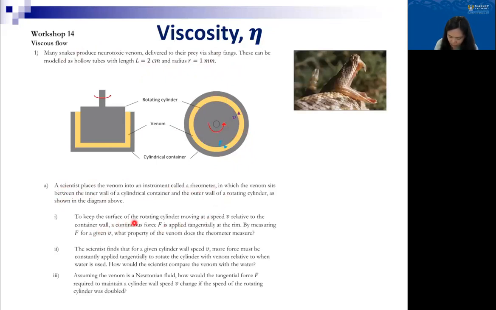So to keep the surface of the rotating cylinder moving at a speed v relative to the container wall, a continuous force F is applied tangentially to the rim. So that's the force shown in blue arrow, and velocity upwards, tangential to the force. So by measuring force to v, what property of the venom does the rheometer measure? So what do you think it's being measured by the rheometer? So Hannah says it's the viscosity.